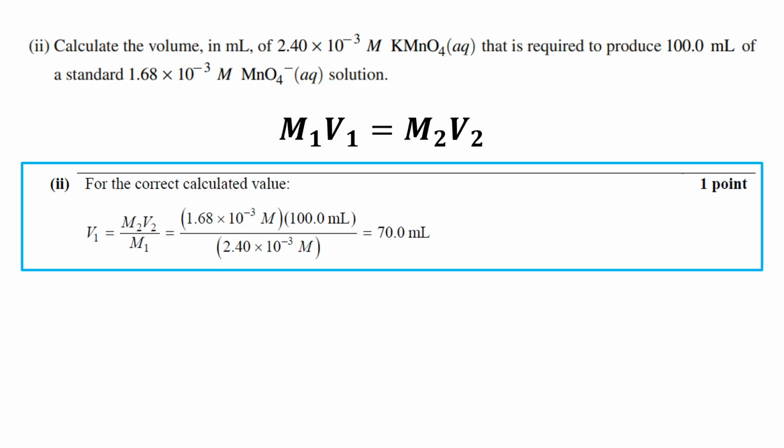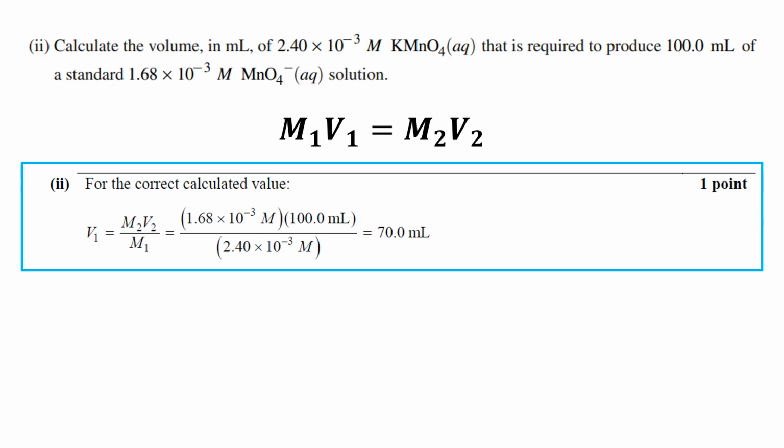And then my M1, which is now in the denominator, is the given 2.40 times 10 to the negative third molar potassium permanganate we made it from. So how much of that original do I need to add and then dilute to 100 milliliters? Well, I would need to add 70 milliliters of the original and then dilute it up to 100 to get the concentration of 1.68 times 10 to the negative third molar. So that dilution equation we looked at before is an important one.